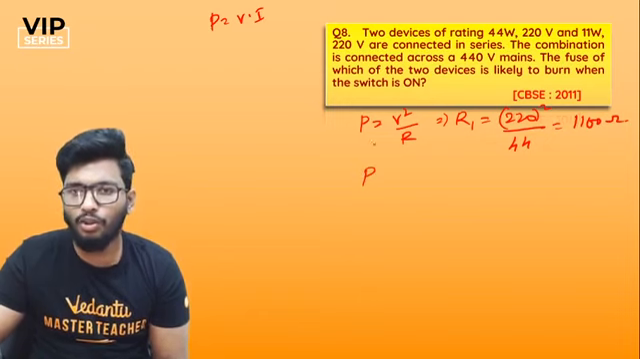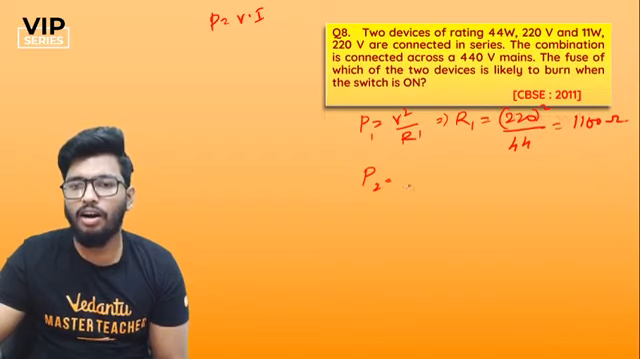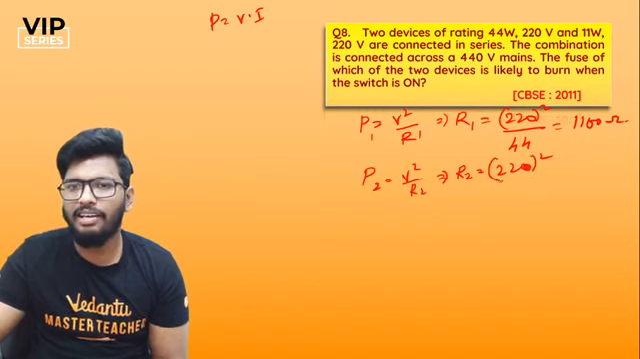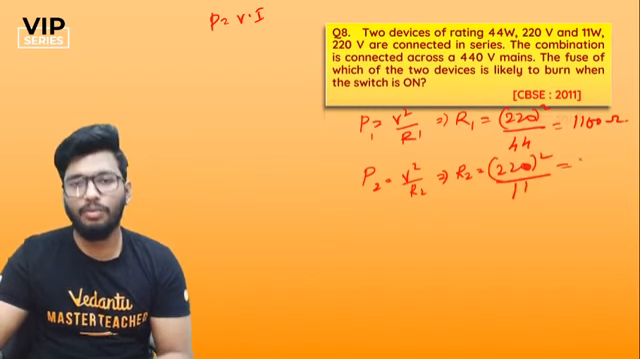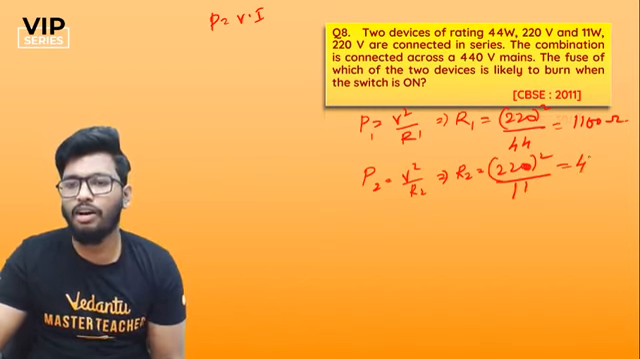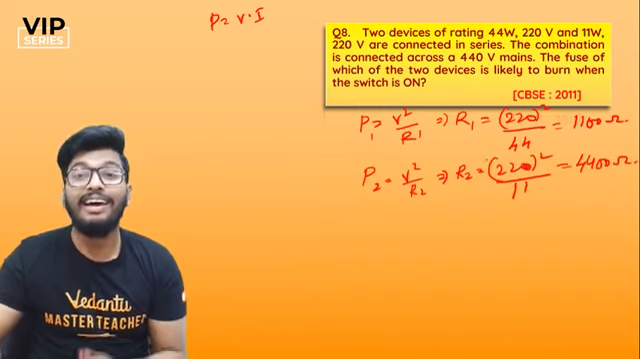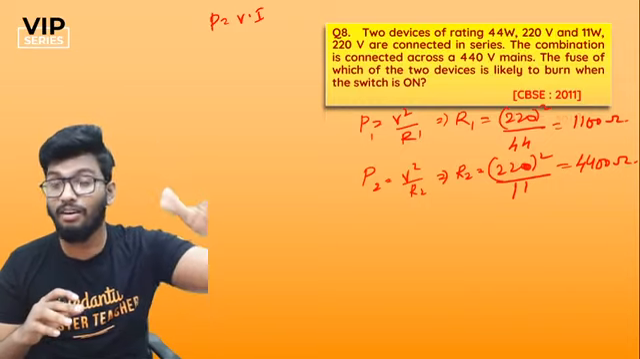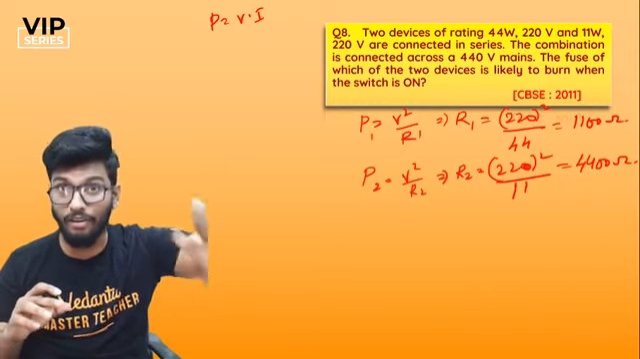Now for P2, P2 is equal to V^2/R2. So R2 is equal to 220 the whole square divided by 11. If you substitute this, you'll get 4400 ohms. This is the resistance. So for the first one and the second one, you found the resistance first.